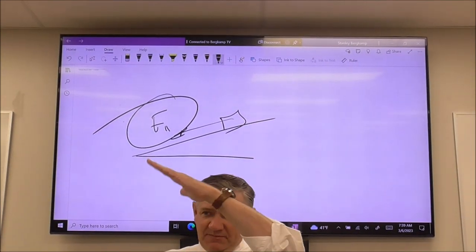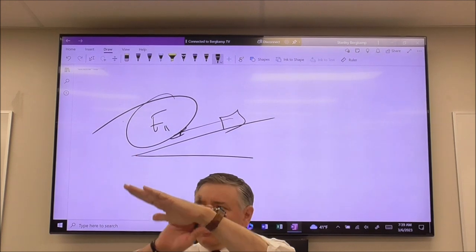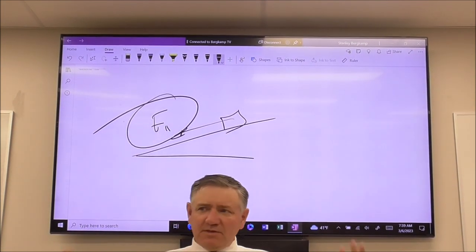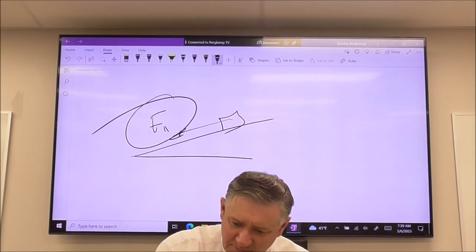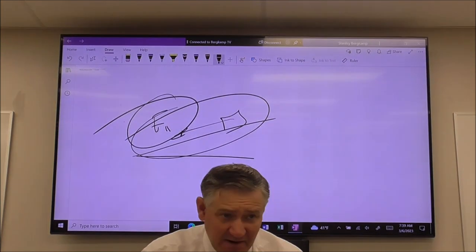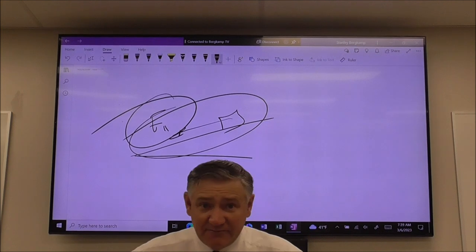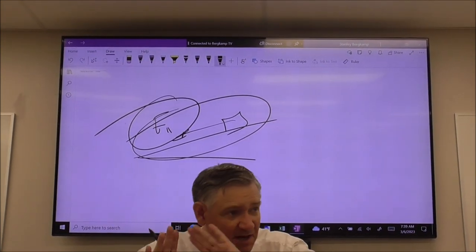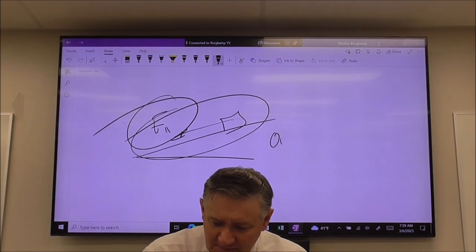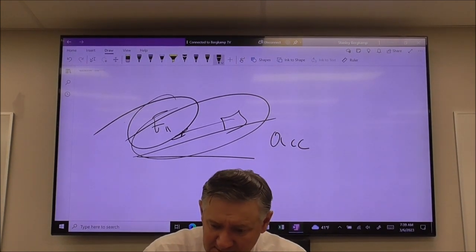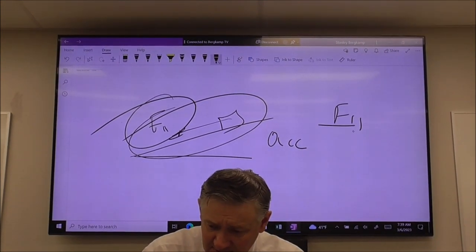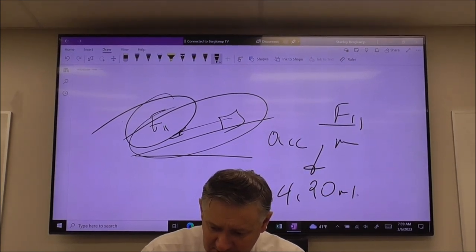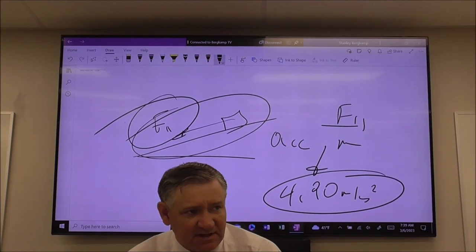Okay, let's say you have this thing sitting on an inclined plane. If you take away your friction and you take away your applied force, that's the only thing left in town: force parallel. So all you had to do, that net force, is force parallel. There's nothing else. There's no applied force, there's no friction. Then to get that acceleration, just take that force parallel and divide it by the mass, and you're going to get an acceleration of 4.9 meters per second squared.